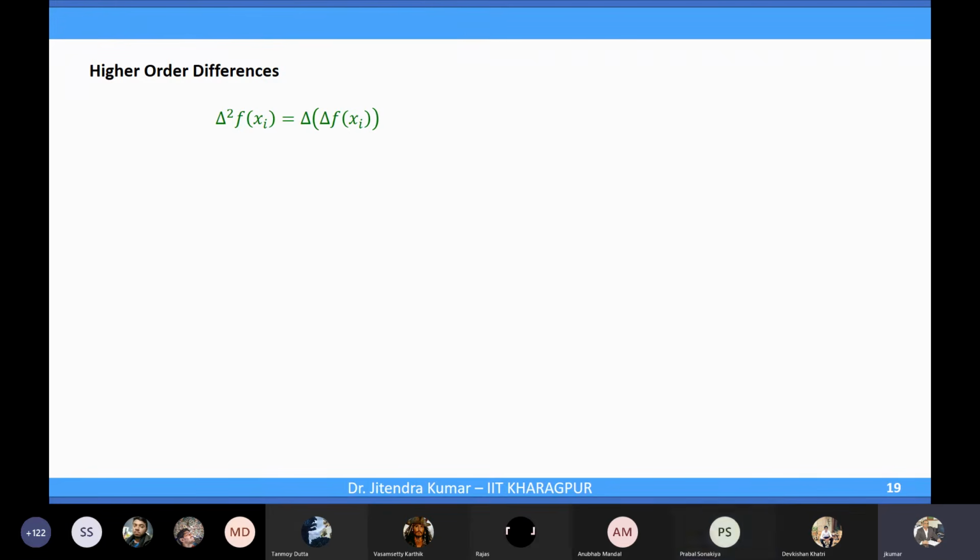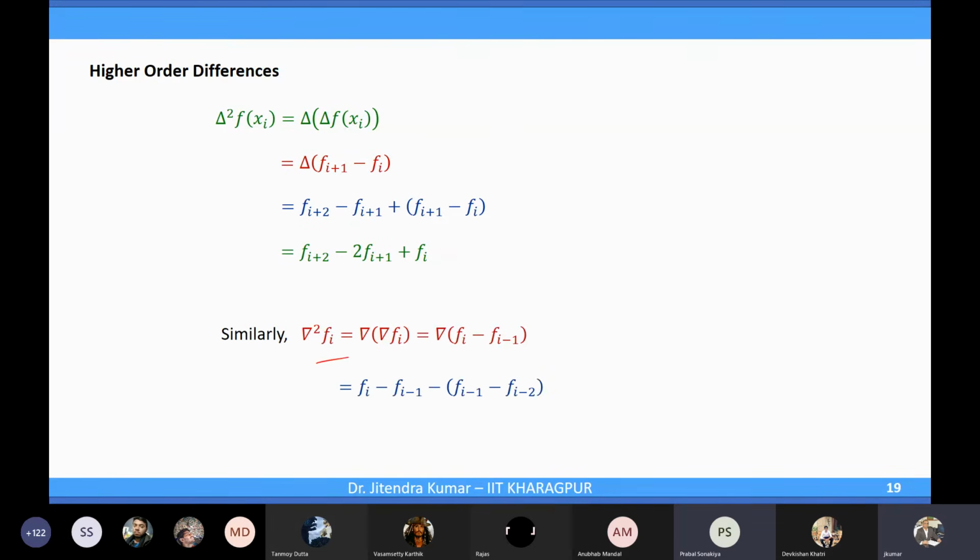So again, we can go for the higher order differences also. Delta squared f(x_i) means you are applying this delta 2 times. If you apply it the first time, you have f_(i+1) minus f_i, and then you apply again. Then you will get f_(i+2) minus f_(i+1), and so on. Finally, you will get f_(i+2) minus 2 f_(i+1) plus f_i. So this is the second order difference. Similarly, the backward one you can also compute.